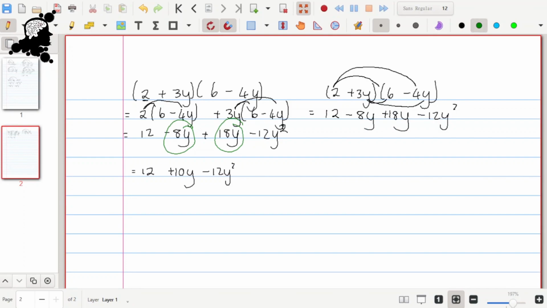Already you are seeing that what we have in this step resembles what we have in that step. So we could just go on by saying, okay, we've got like terms of minus 8y and 18y. So we are going to have 12 minus 8y plus 18y. This is going to give us 10y minus 12y squared. And there we have it. You could use any of the two approaches. Personally, I prefer to stick to FOIL because I find it to be much shorter. So I'm going to stick to FOIL for the rest of the lesson.